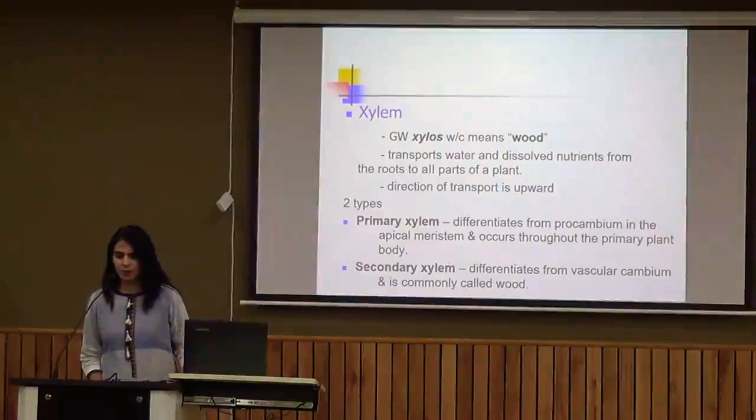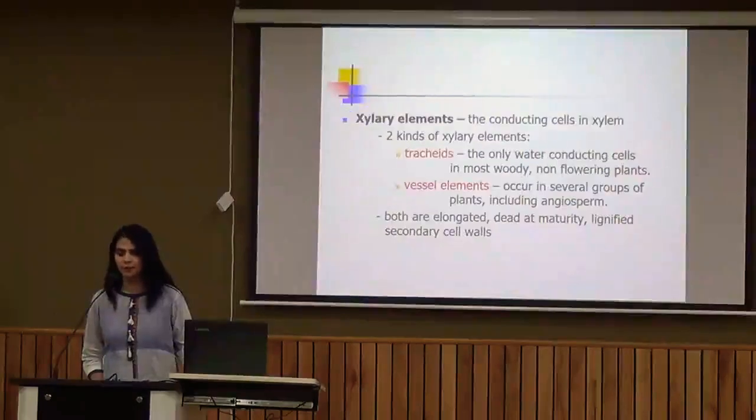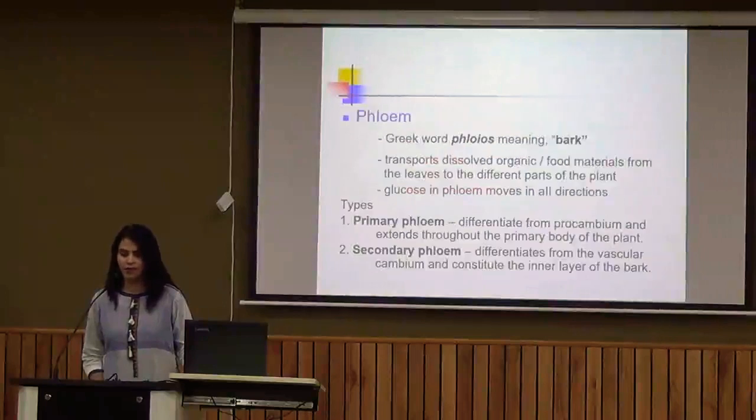So two types of xylem are there, primary xylem and secondary xylem. It is just an information, but the basic thing, the xylem has four types of cells, three cells are dead except xylem parenchyma, and it is basically responsible for the transportation of water containing dissolved minerals. The term is known as ascent of sap. So here they have just given the example, two kinds of xylem element, that is tracheid and vessel element. Now both are elongated, they are dead at maturity, they are having lignified secondary cell wall.